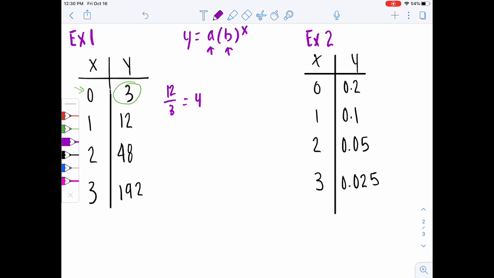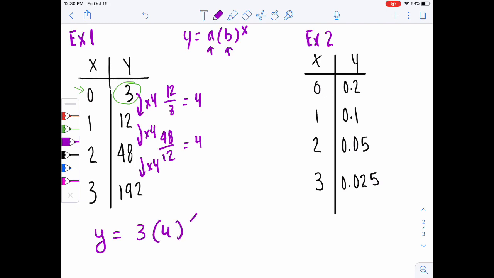Let me check another pair of outputs to be sure. 48 divided by 12 is 4. Awesome. That means I am multiplying by 4 as I increase in x's. So I'll write my equation as y equals 3 times 4 to the x power.